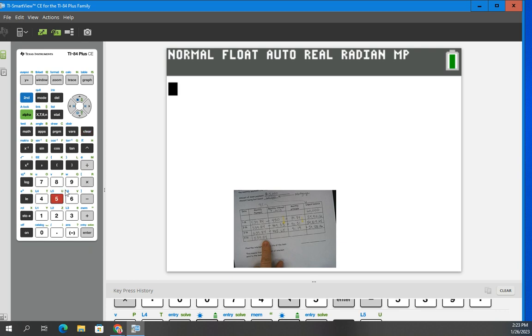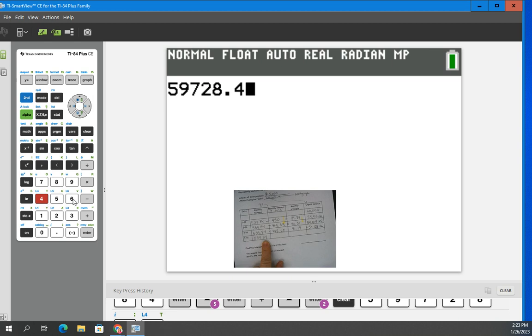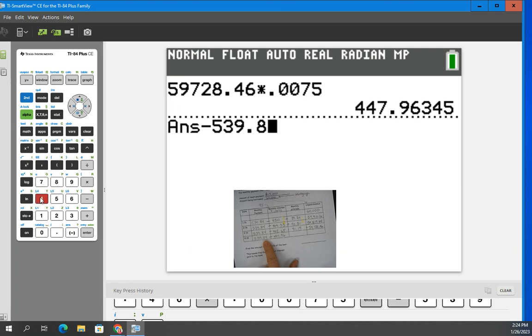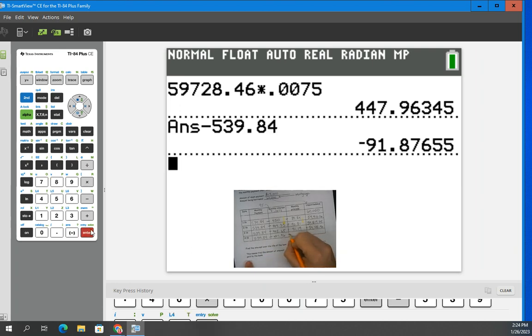And the last one, 59,728.46 times 0.0075 is $447.96. And we're finding the difference between that and our monthly payment. Comes out to be about $91.88. And the last step is to subtract that one more time.